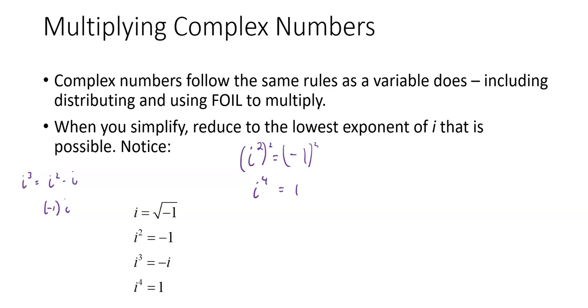So these things repeat in groups, which means that when you write your answer, you should never have to use a power of i greater than 1. If you have an i squared, you replace it with a negative 1. If you have an i to the third, you replace it with a negative i. If you have an i to the fourth, you replace it with a 1. So all of your answers should not have higher powers of i than just i to the first.